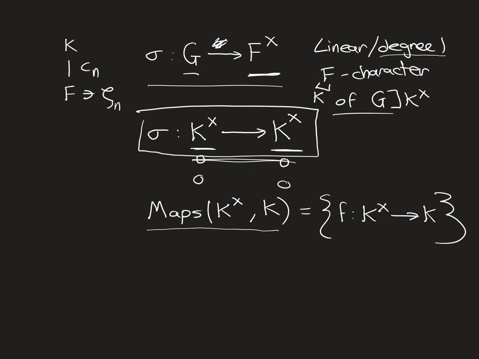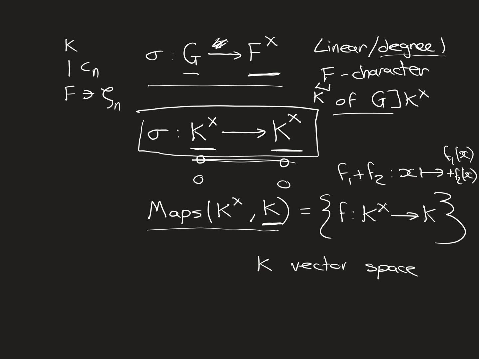This forms a k linear space. It forms a k vector space because the codomain is a field k, so you can add any two functions together. If you want to add the two of them together, it will be defined by mapping any x onto whatever f1 mapped x onto, plus whatever f2 mapped x onto. That's the definition of how you add two functions together to get another function that will map k cross into k. And similarly, you can scalar multiply.